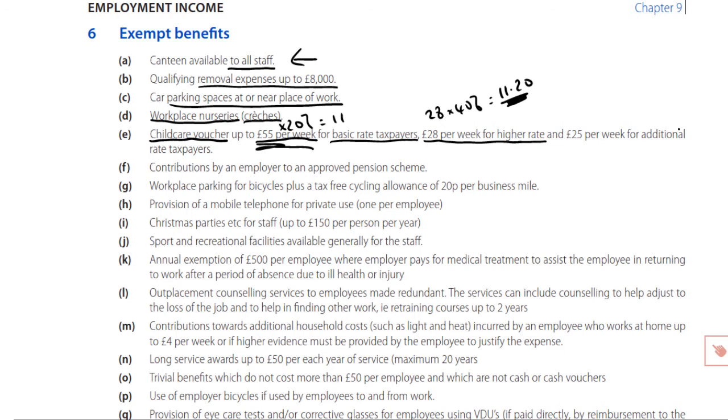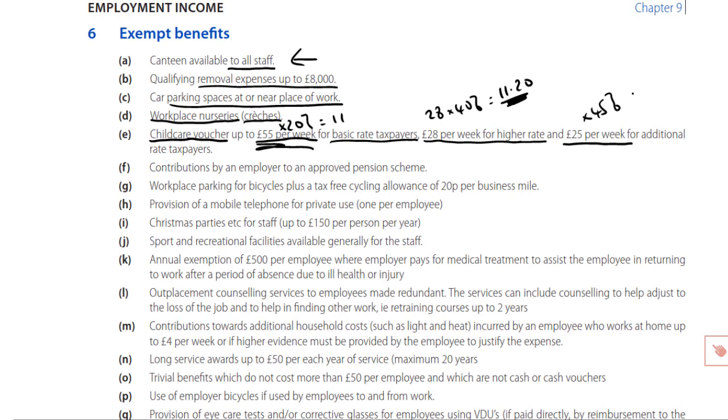When it comes to additional rate taxpayers, they are down to £25 a week, which if you then multiply it out at 45%, again you would find a figure close to £11 there. So that's the idea, that everyone effectively gets the same taxation benefit, rather than those who are higher paid getting effectively a bigger tax deduction. So those are the exemptions.